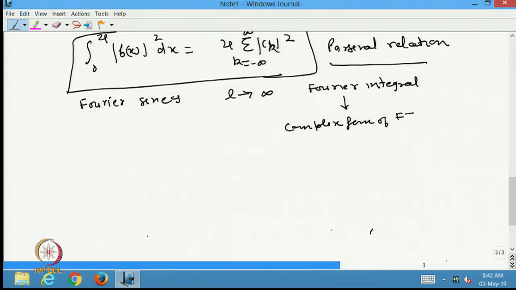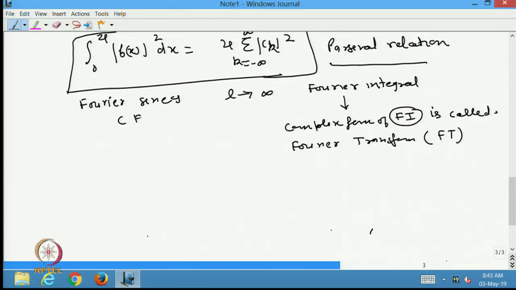Complex form of Fourier integral in a short form is called Fourier transform. Again, in short form Fourier transform can be written with FT and Fourier series can be written with FS. So, now let me define what is Fourier transform, because first I will define Fourier series, Fourier transform, and then wavelet series, wavelet transform.